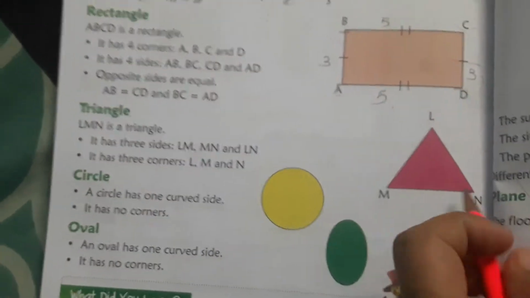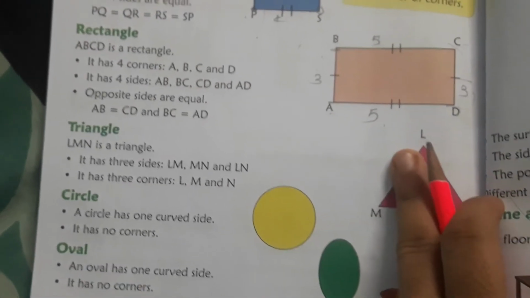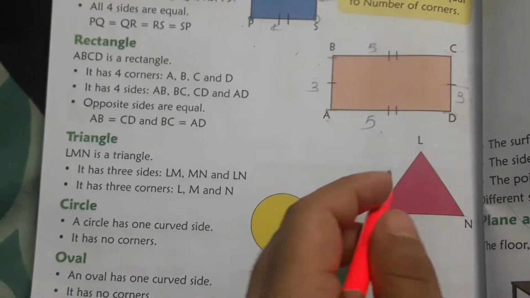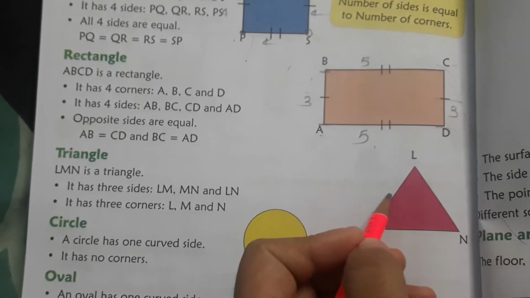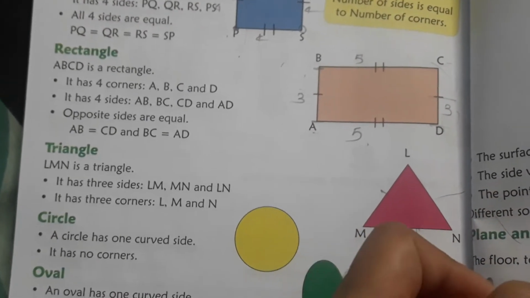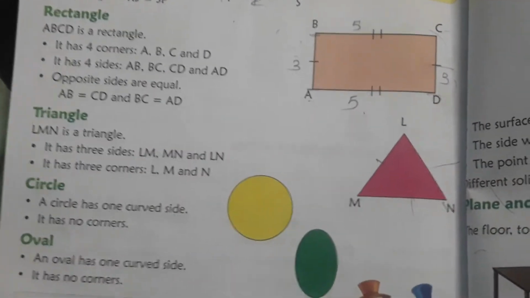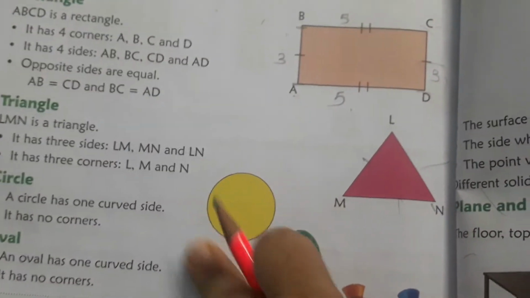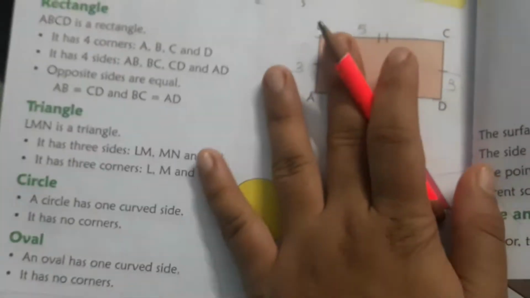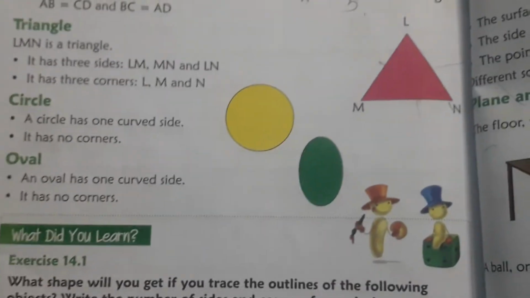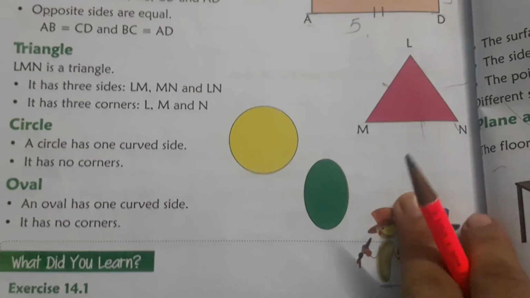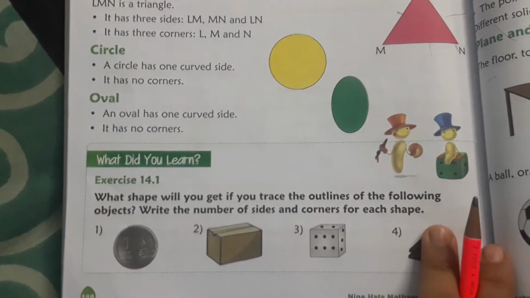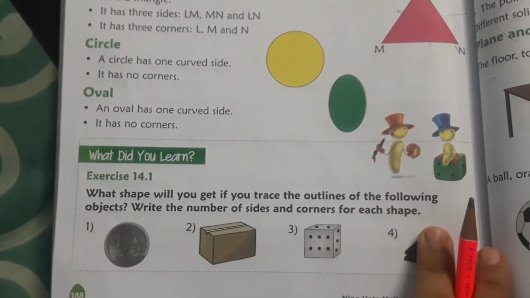Triangle. LMN, LMN is a triangle. It has 3 sides, 1, 2 and 3. 3 corners, 1, 2 and 3. Circle. So a circle has one curved side. It has no corners. Oval is also one curved side. It has no corners.